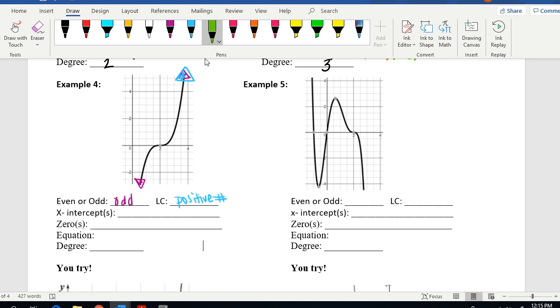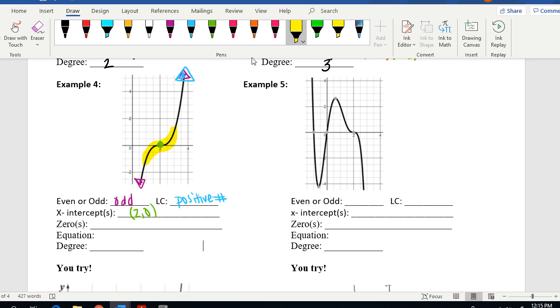And now I'm going to go identify my x-intercept. So as I'm looking at my x-axis, I have one intercept at 2, 0. Okay, but something special is happening here. As I look at my x-intercept, I see it almost flatlining. So we come up, we flatline at the x-intercept, and then it continues to go up.